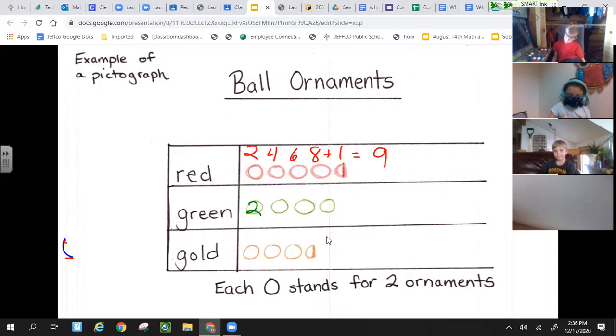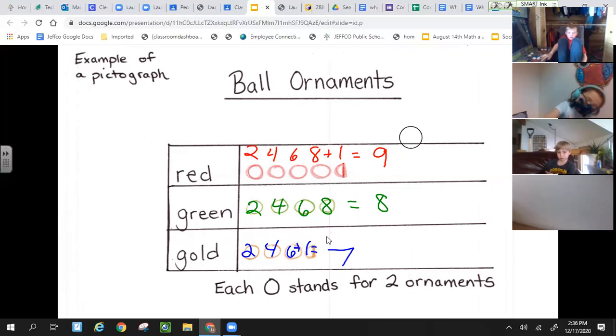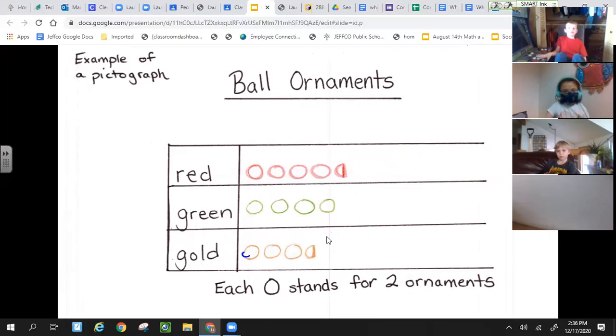for green. 2, 4, 6, 8. So I have 8 because there's no half. And then for the gold, I have 2, 4, 6 plus 1 would equal 7. And that's what my tally mark showed. So make sure if you do a pictograph that you have a key to tell what your symbols represent. Okay, so you can choose to do a pictograph if you like.